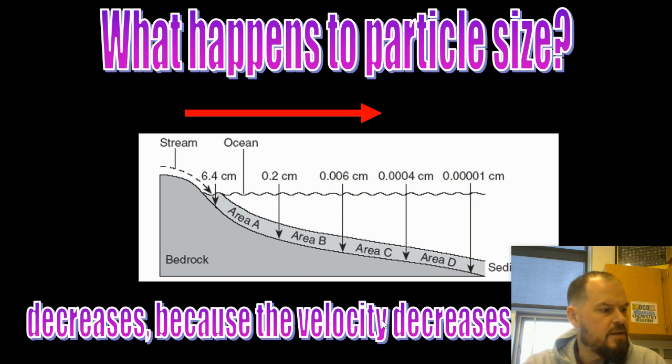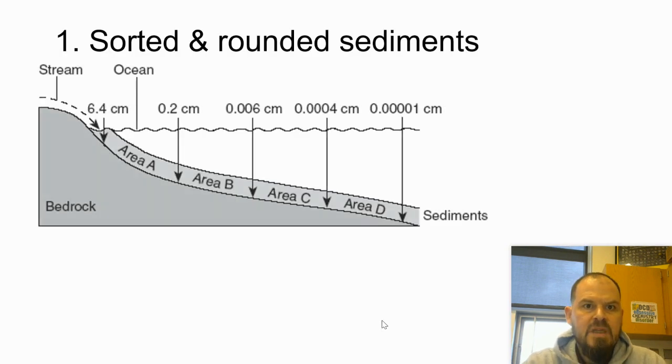There's other things underneath this. The 1, 2, 3, 4, 5, 6 is not where you're writing that. So maybe on the left-hand side of this picture, you're writing that. Okay. And then here we go. One is sorted and round sediments.